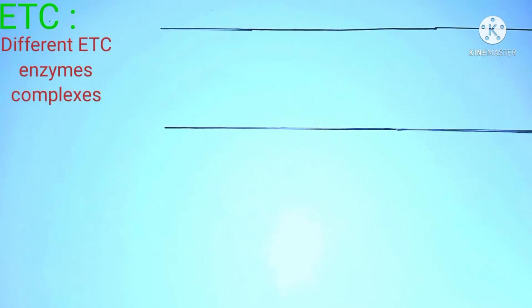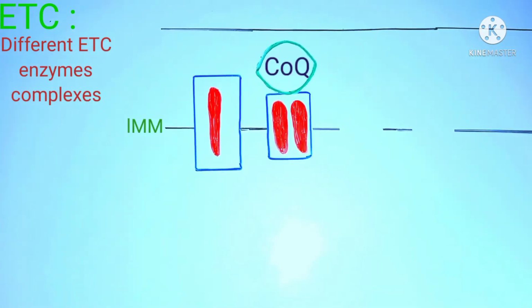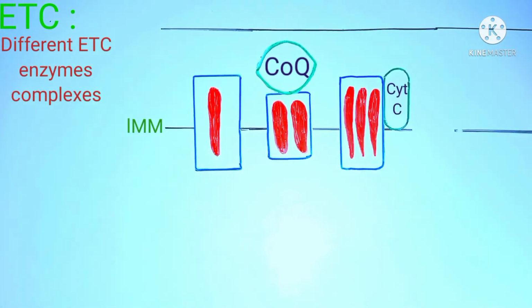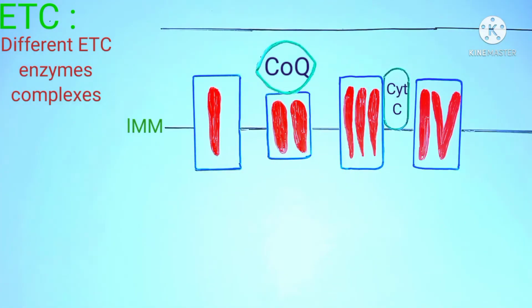Now let's study the various electron transport chain enzyme complexes. What you can see here is the inner mitochondrial membrane, which has these electron transport chain complexes. These complexes are numbered from 1 to 4 in Roman numerals. In addition to all the 4 complexes, we also have 2 other additional prosthetic groups called Coenzyme Q and Cytochrome C.